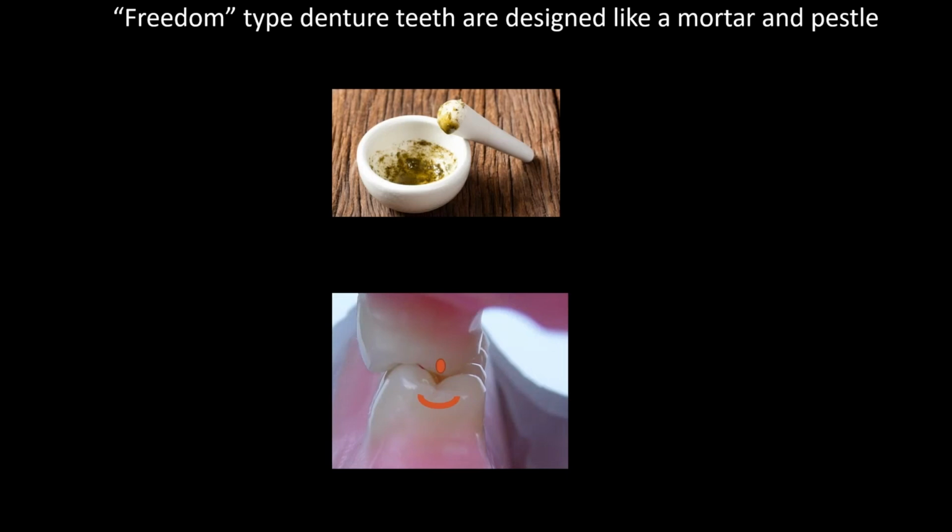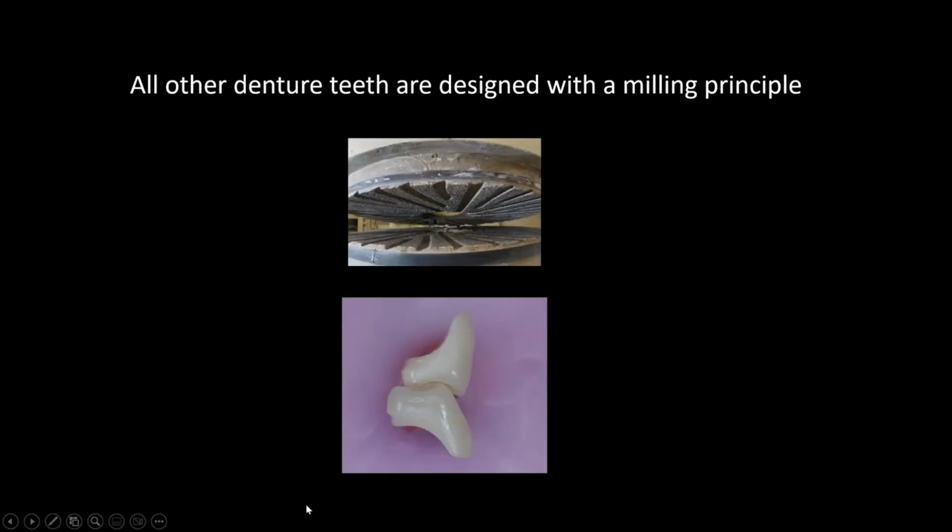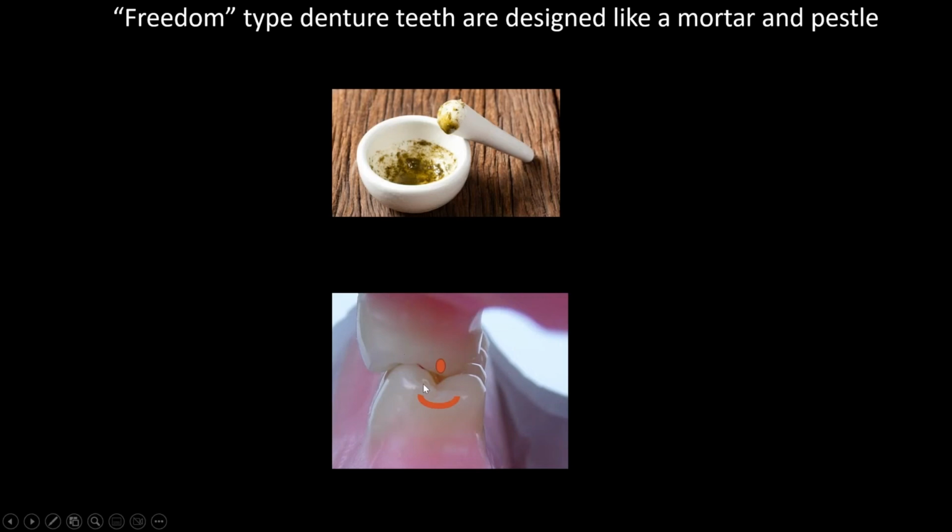So freedom type denture teeth are designed like a mortar and pestle. So that's what you see on the bottom end here. So this is what I use. I use lingual-formed teeth. It's a mortar and pestle. I set everything up now to function within a chew cycle, so the cusps are free and clear to function within that chew cycle. This crushes food.